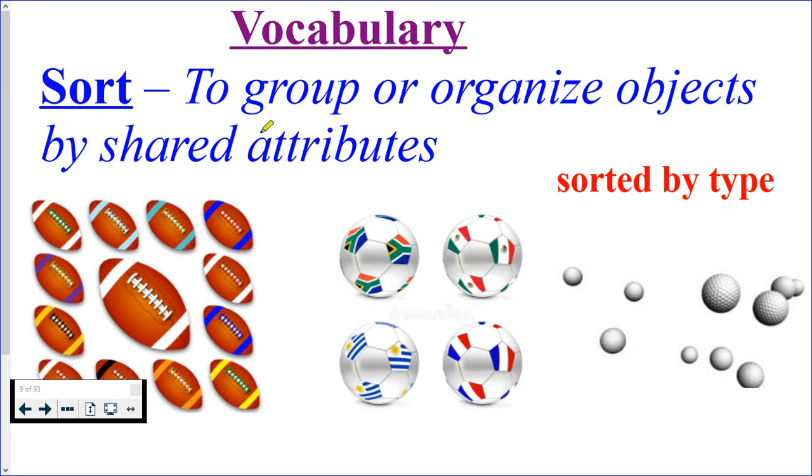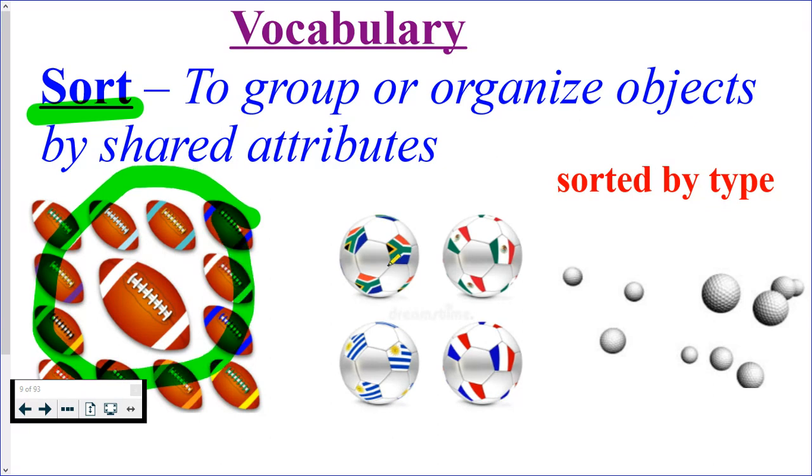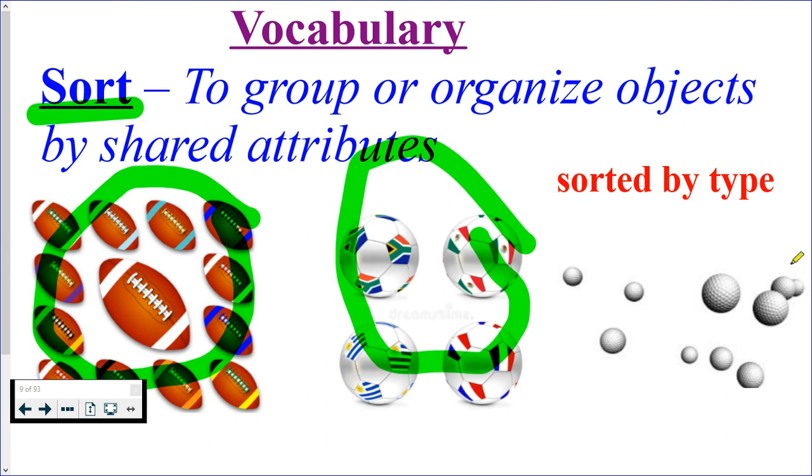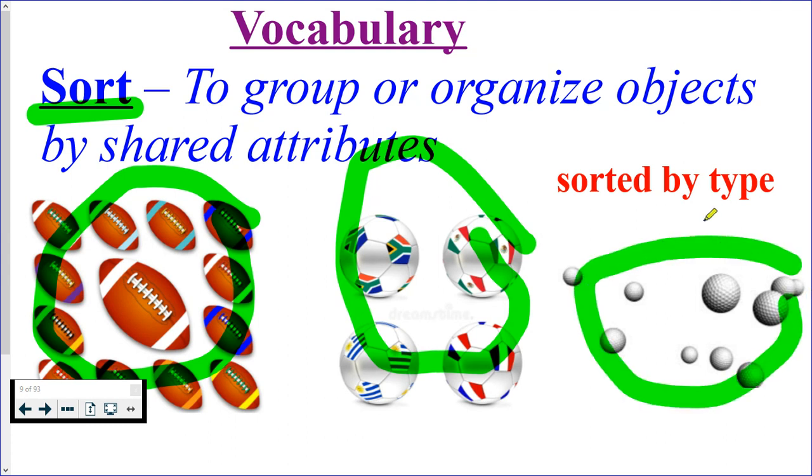Today, we're going to start out with our vocabulary word, and that word is to sort. To group or organize objects by their shared attributes. Notice that these are all footballs over here. Doesn't matter the size or color, all footballs. These are all soccer balls, and these are all golf balls. So we see that it's sorted by the type of balls. So that means to sort, to split them up into those groups based on their type.